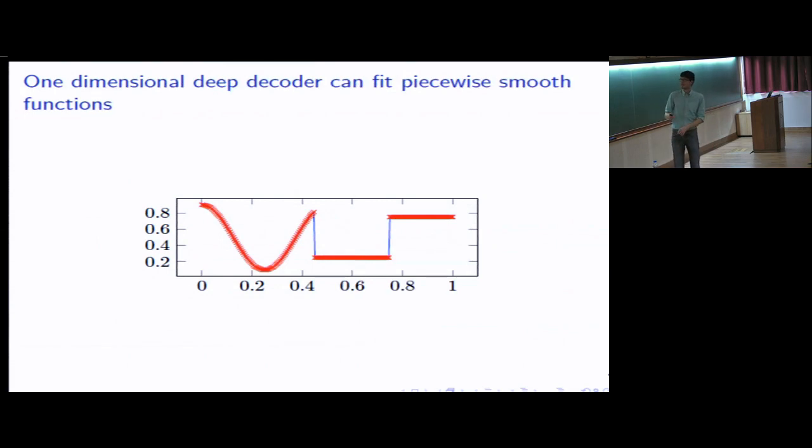Here's just an example in one dimension. Let's say you handed it a piecewise smooth function. So say here you have this smooth part and you have these jumps. We trained a one-dimensional deep decoder and it likes it. It can represent it quite well.